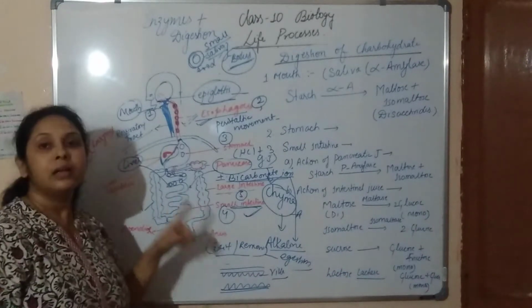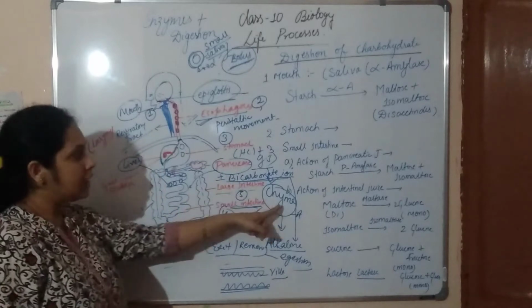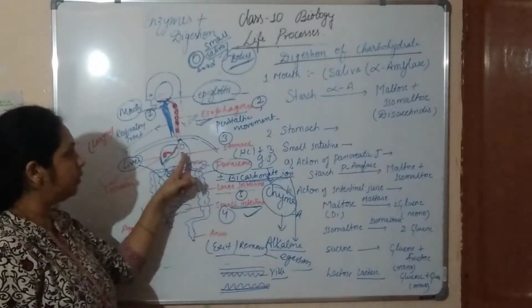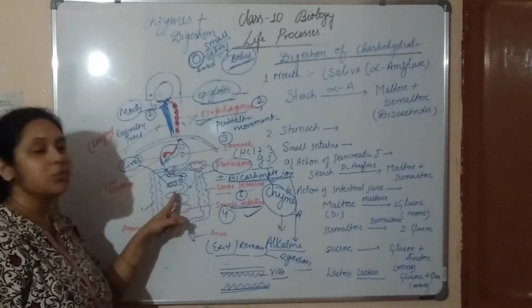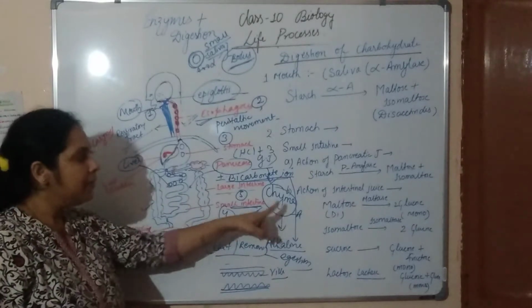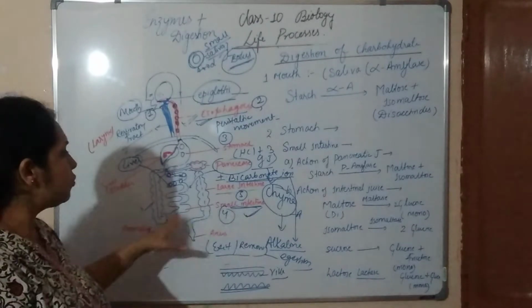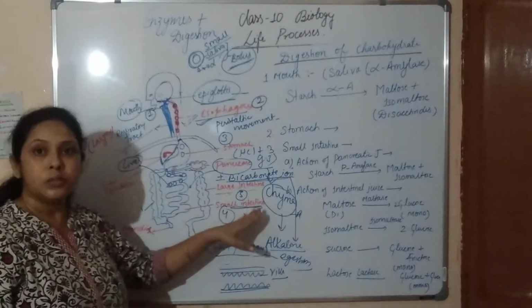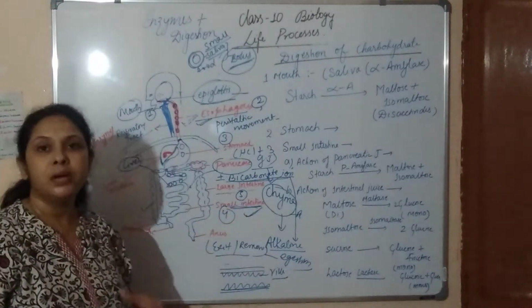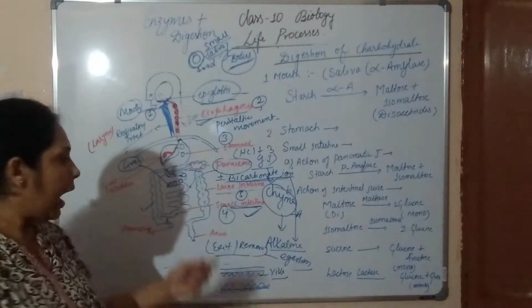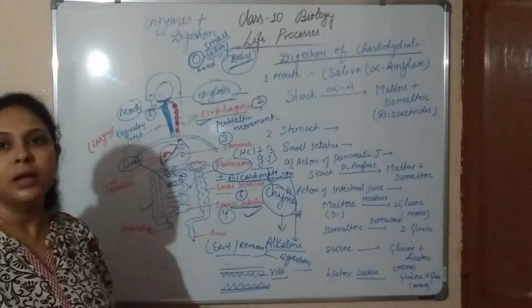And lastly, the food that we get from the stomach into the small intestine, we call chyme. After the absorption of all nutrients, it moves towards the large intestine where the minerals and water get absorbed, and then it exits from the anus.